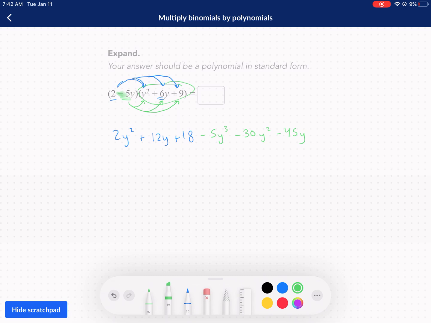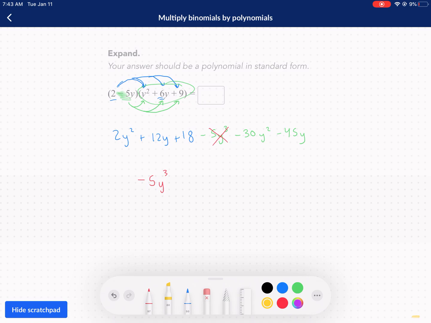I'm looking for like terms for this final part. I have no other y cubes. That's my biggest term, so I can go ahead and jot that one down, actually. What was it? 5y cubed. That's a sloppy 5. Here, let me fix it. Okay, and then my next one, so I can cross that one off.